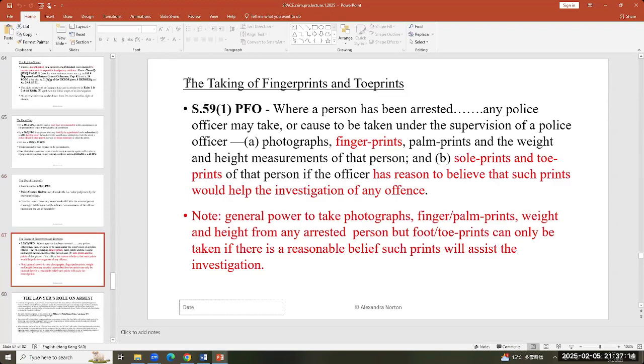When the arrested person arrives at the station, they have to be processed. And as part of that processing, they have their photo taken, their fingerprints taken, their general weight and height. But anything more than that has to be justified. So can't take footprints, for example, unless it's going to help the investigation of the offense. Hard to imagine what offenses that would assist in. I don't know, a barefooted burglary, maybe, or an assault in a patch of mud or something, barefoot. Maybe you need the footprints for that, but otherwise, no.